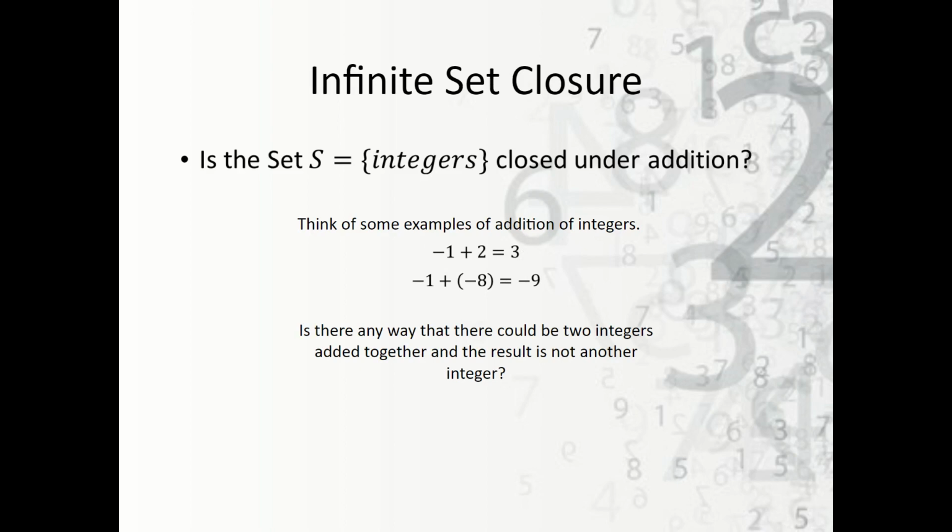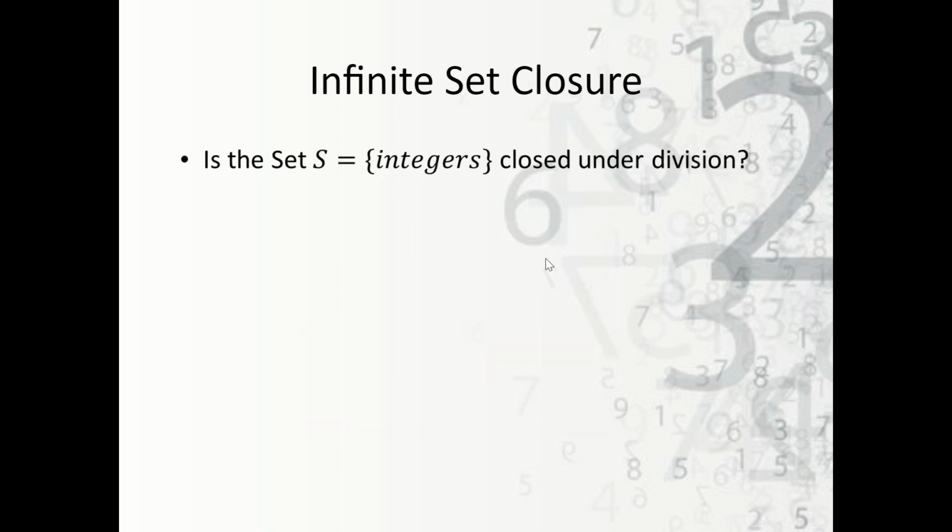So if I add any two negative integers, is there any way to get a fraction out of it? Is there any way to get a real number out of it? Is there any way to get a complex number out of it? Well, no, there's not, right? Anytime I add any two whole numbers together, I should get another whole number. So therefore, there is no way to add two integers together without getting another integer, so the set is closed.